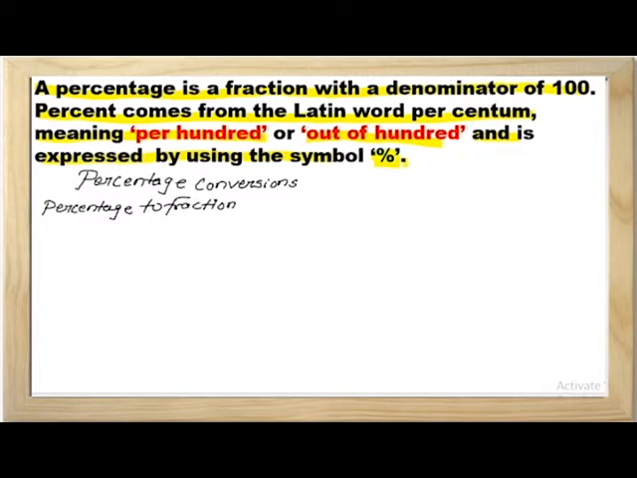Percentage to fraction, for example, 28%. So 28% we can convert into a fraction. We can write 28 upon 100. So when we reduce this by the table of 4, it will go 7 and it will go 25. So 7 by 25.